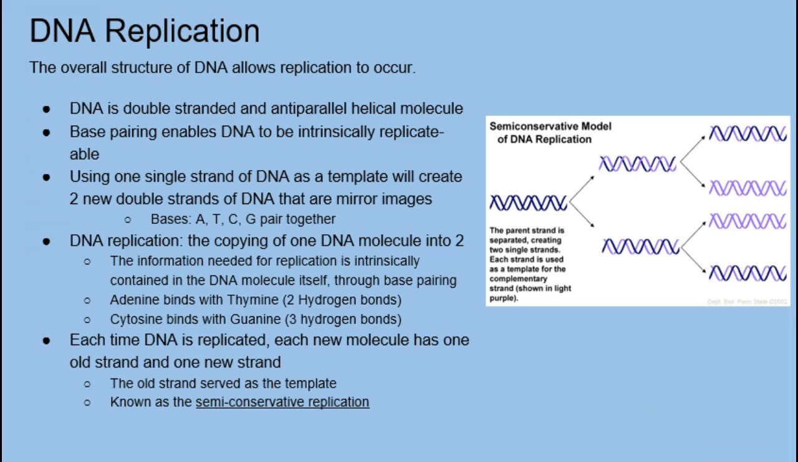So the picture to the right shows the semi-conservative model of DNA replication. The old strand that was used is in the darker blue color, and when it's replicated, the two new strands of DNA that are formed each have a blue and a lighter purple color. So that means that each of the original strands were used as a template to create the lighter purple strands. So that's semi-conservative replication.